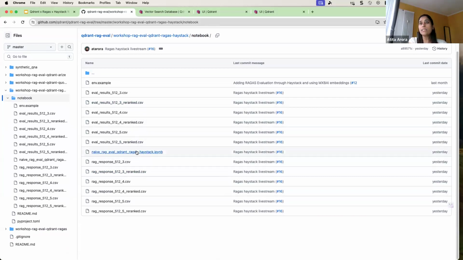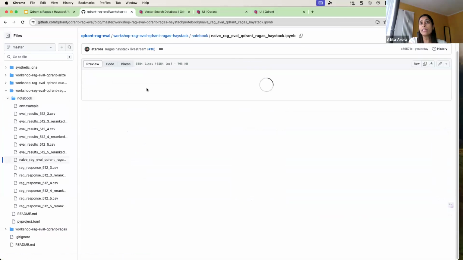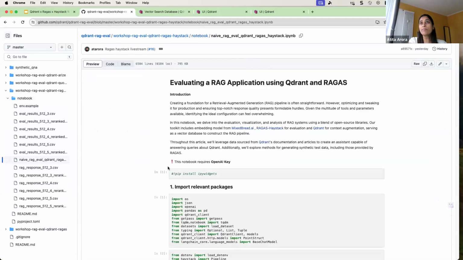Apart from that, I think I would quickly get into it. One of the things that I would also like to add here is that throughout this notebook, we are actually building a RAG on an actual use case on Qdrant's documentation.